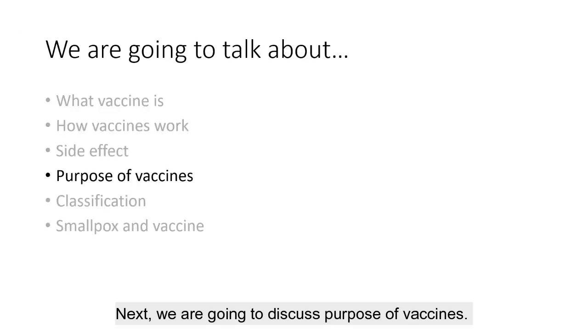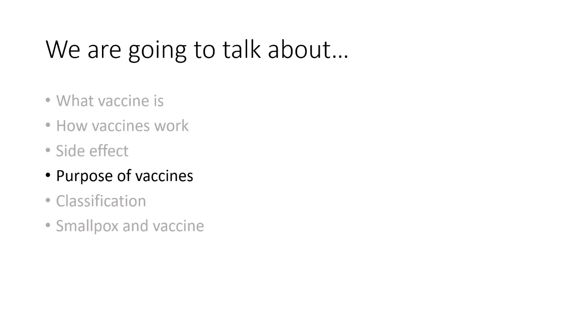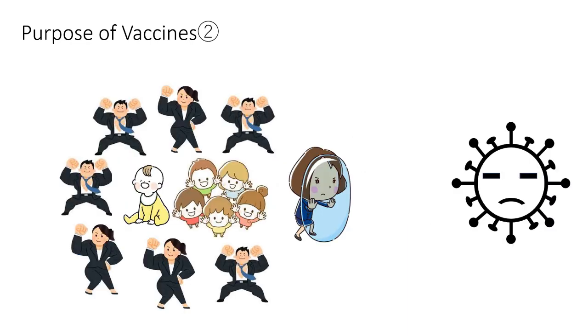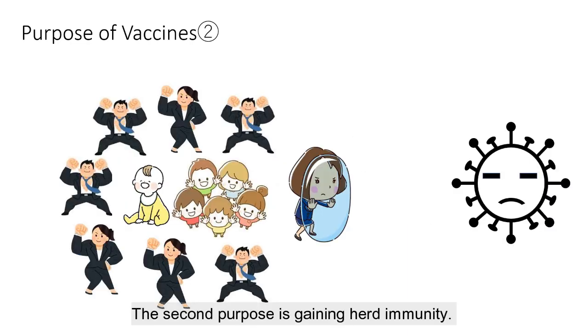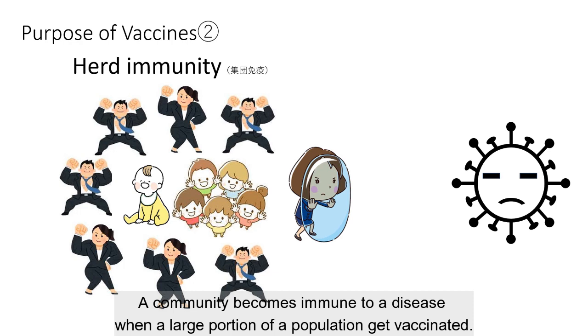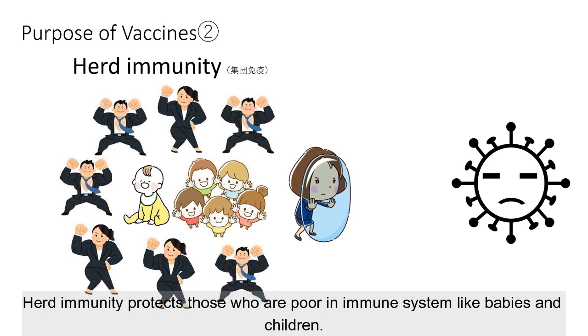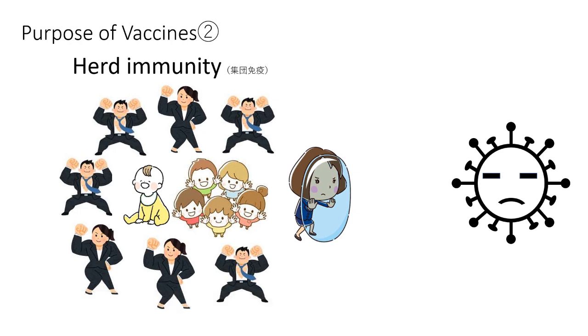Next, we're going to discuss the purpose of vaccines. Vaccines have two important purposes. The first one is simple. You can prevent certain infectious diseases. The second purpose is gaining herd immunity. A community becomes immune to a disease when a large portion of the population gets vaccinated. Herd immunity protects those who are weak in the immune system, like babies and children.